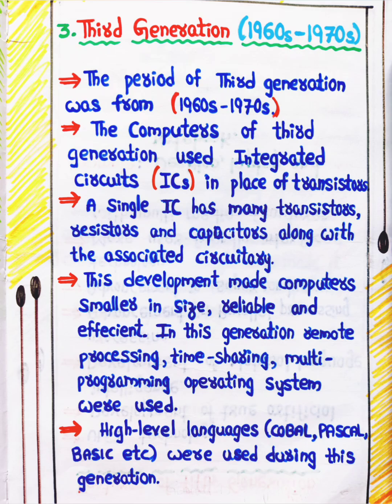Third generation. The period of third generation was from 1960s to 1970s. The computers of third generation used integrated circuits, ICs, in place of transistors. A single IC has many transistors, resistors and capacitors along with the associated circuitry. This development made computers smaller in size, reliable and efficient.